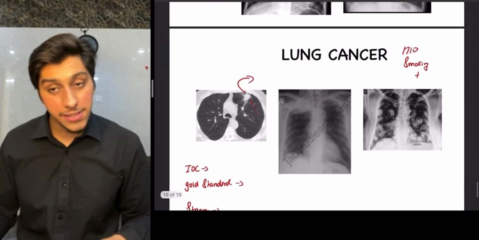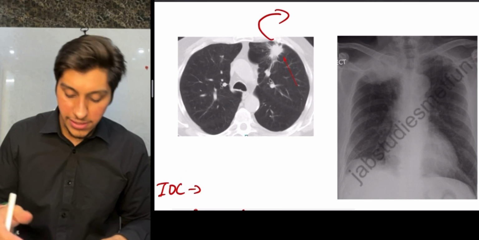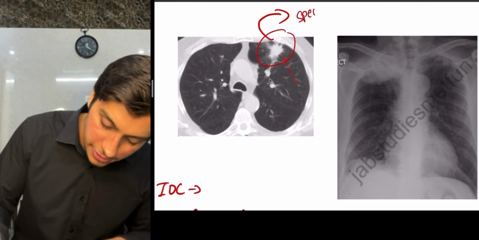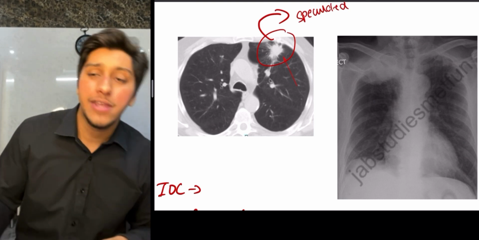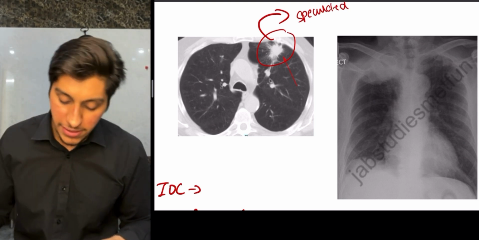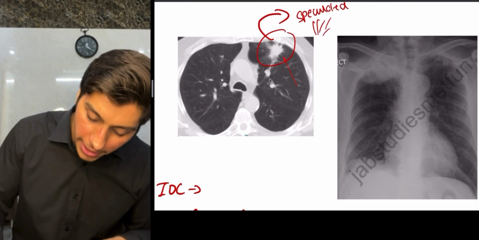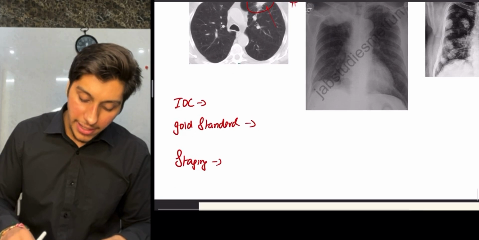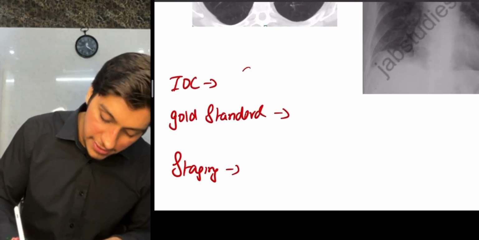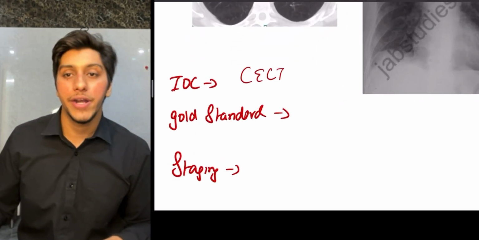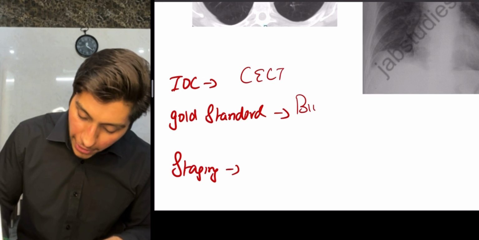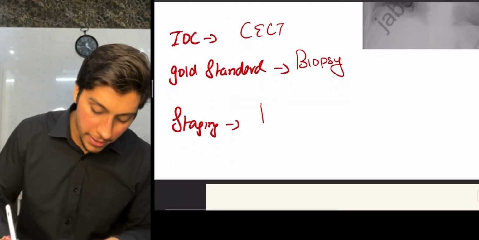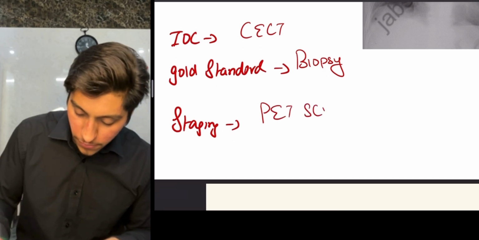Talking about cancers, this is a CECT over here, you can see there is spiculated margins. Patient comes with a history of smoking and hemoptysis. Whenever you see spiculated margins, that time you have to suspect lung cancer. Whenever you think about lung cancer, the investigation of choice is going to be CECT. All right. Gold standard obviously is going to be biopsy. And if they ask you how do you stage, the staging is done by none other than PET scan.